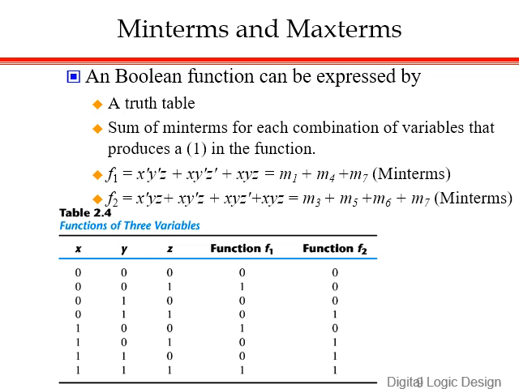Similarly, we can write f2 as sum of minterms. So the f2 is 1 at minterms m3, m5, m6 and m7. So we have written f2 as combinations of m3, m5, m6 and m7.